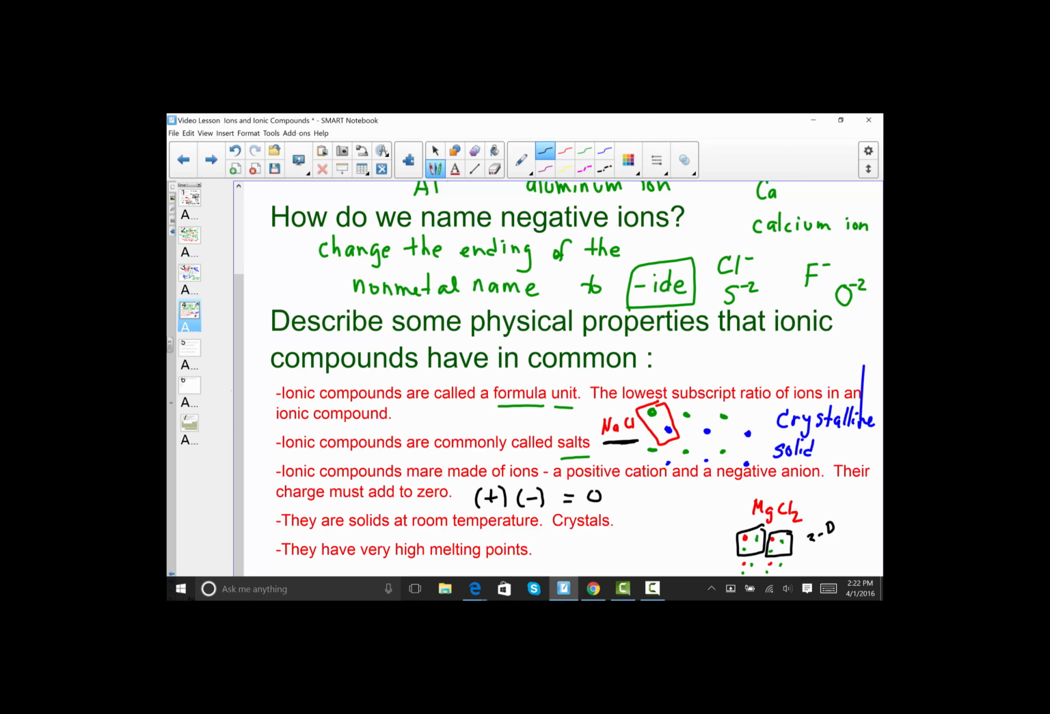Ionic compounds, remember, are called crystals. They're always solids at room temperature and take an incredibly large amount of energy to cause them to melt. Try melting table salt sometime. It takes a huge amount of thermal energy. These are some common physical properties that ionic compounds share.